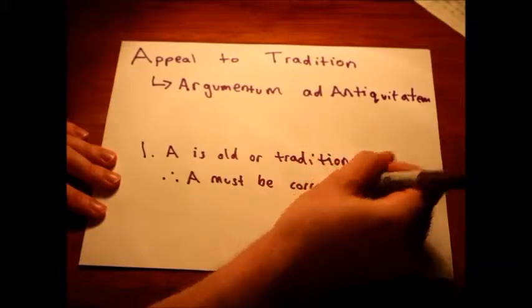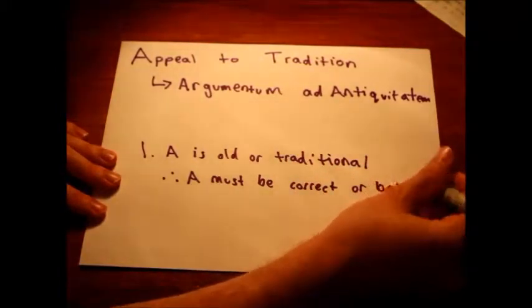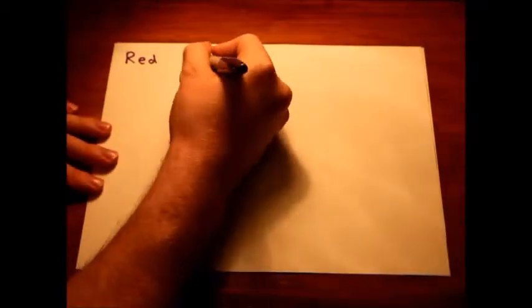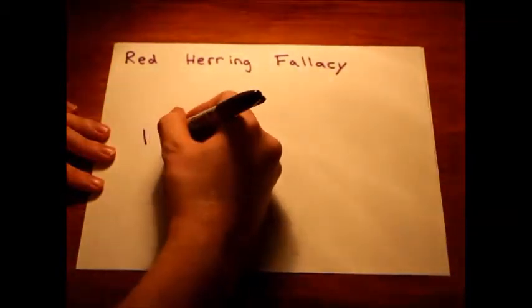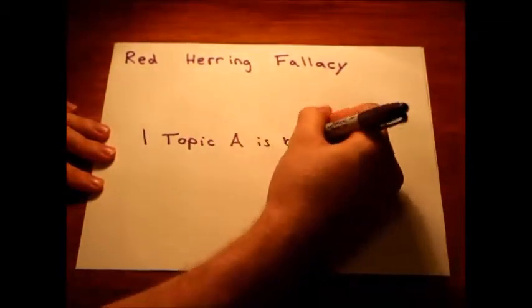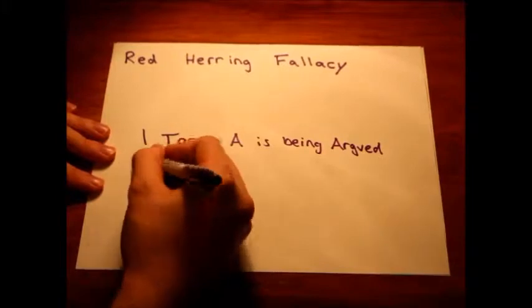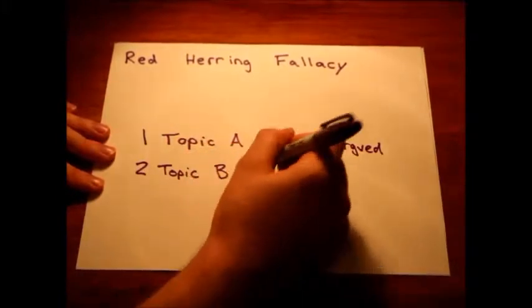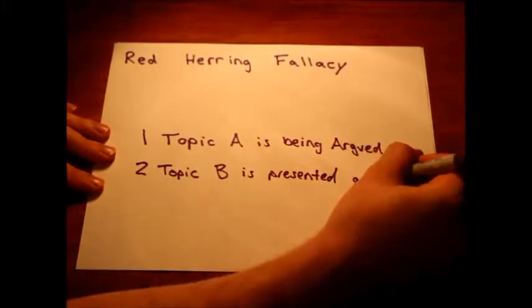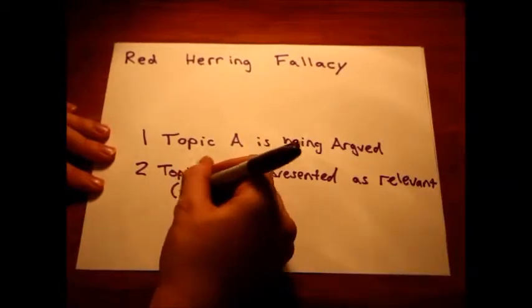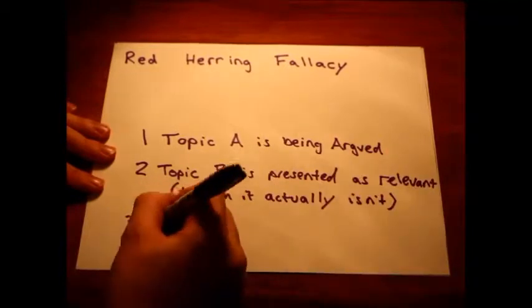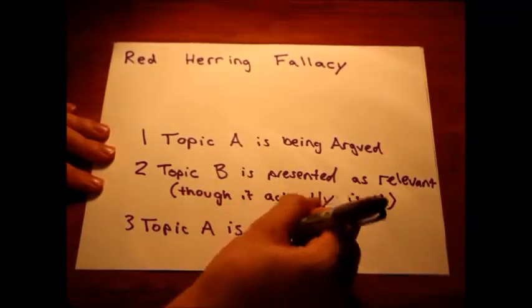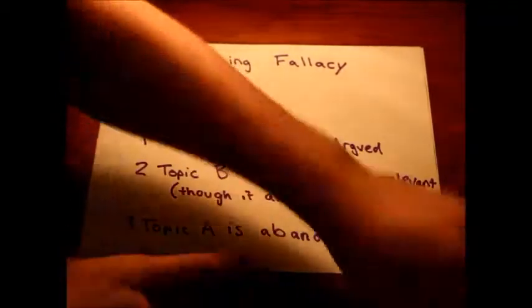The third fallacy is the red herring fallacy, which occurs when an unrelated or diverted argument is presented in order to divert attention away from the original issue. In other words, the goal is to win the argument by leading attention away from the original argument and to another topic. This reasoning has the following form: topic A is being argued, topic B is presented as being relevant to topic A when topic B is not correct or not relevant to A. Topic A is then abandoned.